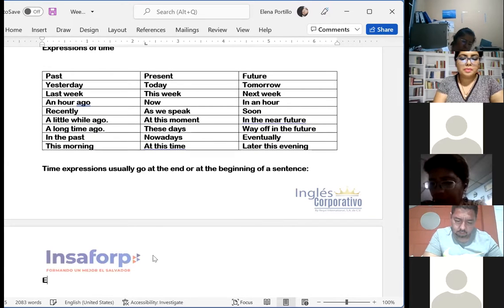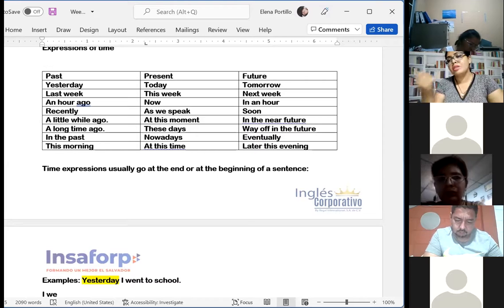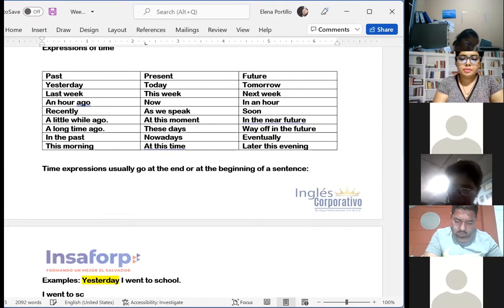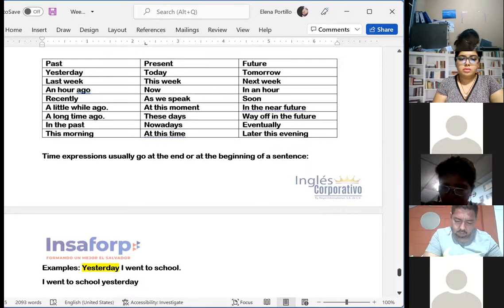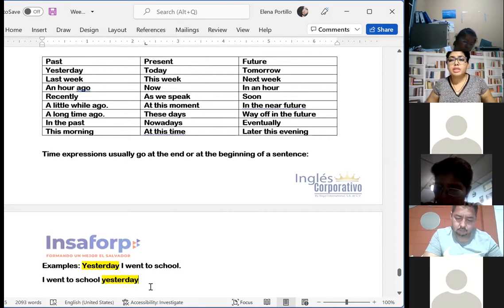And we have some examples. We have here the word yesterday, that is a time expression. Yesterday, I went to school. Then we have another one, that is the same, but with some changes. I went to school yesterday. So in this case, the time expression is not always at the beginning or at the end of the sentence, because we can use it in both structures, in the beginning of the sentence or at the end of the sentence.